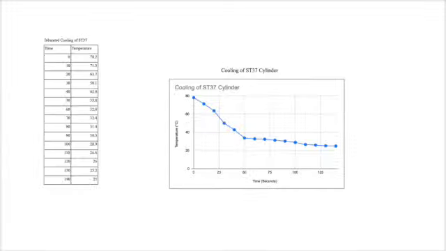The next is the cooling one. This process is the same thing, but instead of heating, it's cooling. As you can see, the more time goes on, the harder it is for the cylinder to decrease its temperature because of the cold fluid.